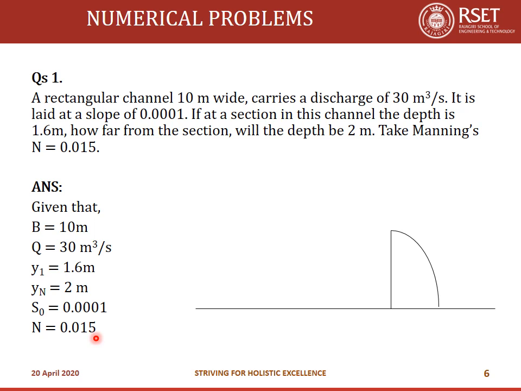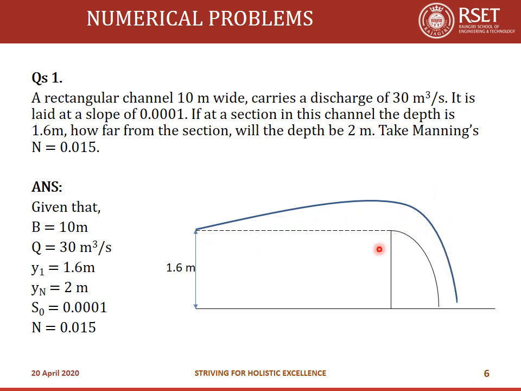So this is the channel bottom and the obstruction. This is the water surface profile, and you are supposed to find out this horizontal distance. This would be 1.6 meter, which is your initial depth. This would be 2 meter, which is your final depth. The afflux would be 0.4 meter. It's not mentioned in the problem, but if it had been mentioned that afflux is 0.4 meter, then also it would have been fine.